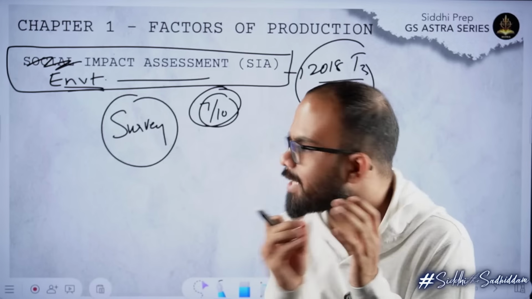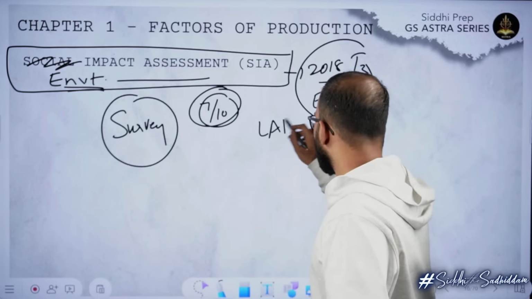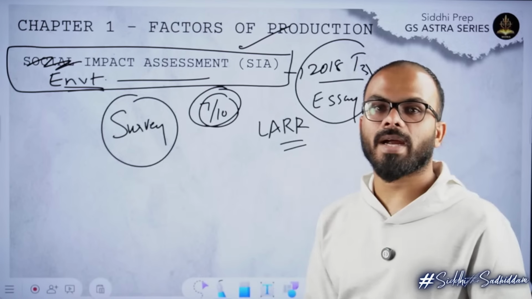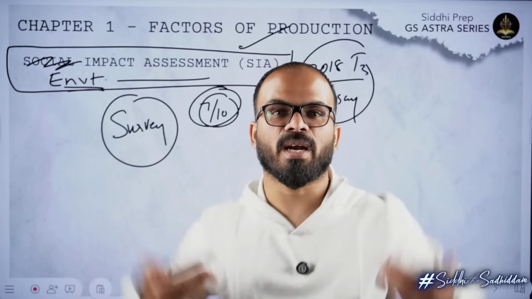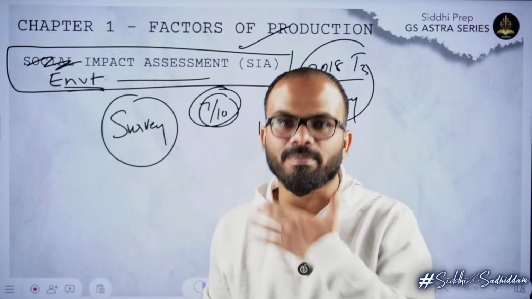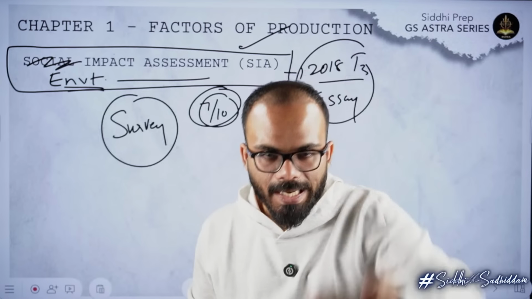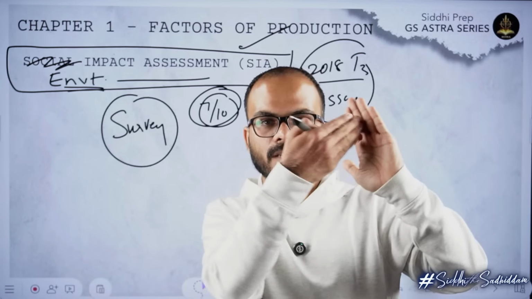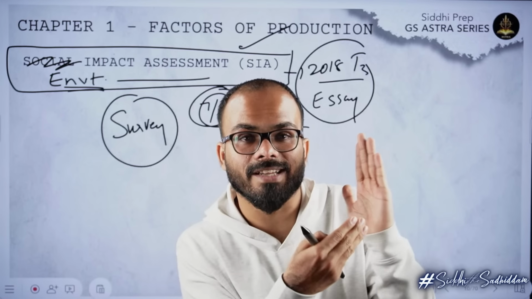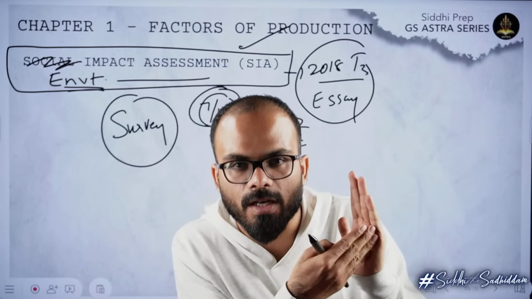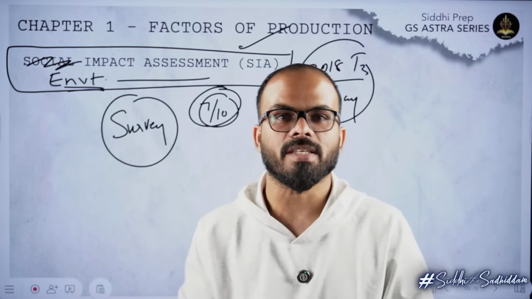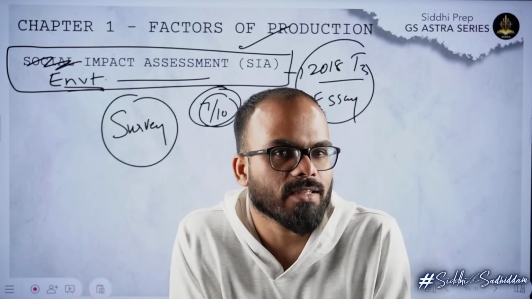And under the Act of LARR, social impact assessment is mandatory. So if you are taking land from anyone, you need to do the impact assessment. You need to study impact assessment. You have to come up with a detailed report saying, look, these are the sections of people, these are going to get affected, and this is the loss that they are going to incur, and this is how we are resettling them. So this is called a social impact assessment.